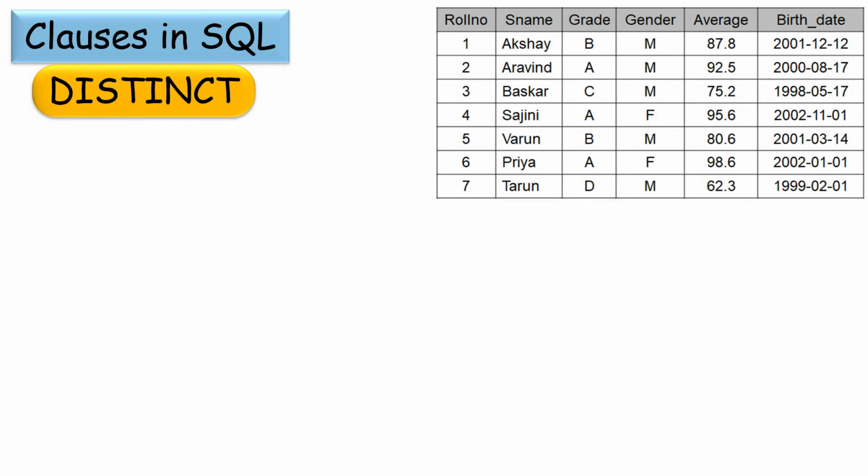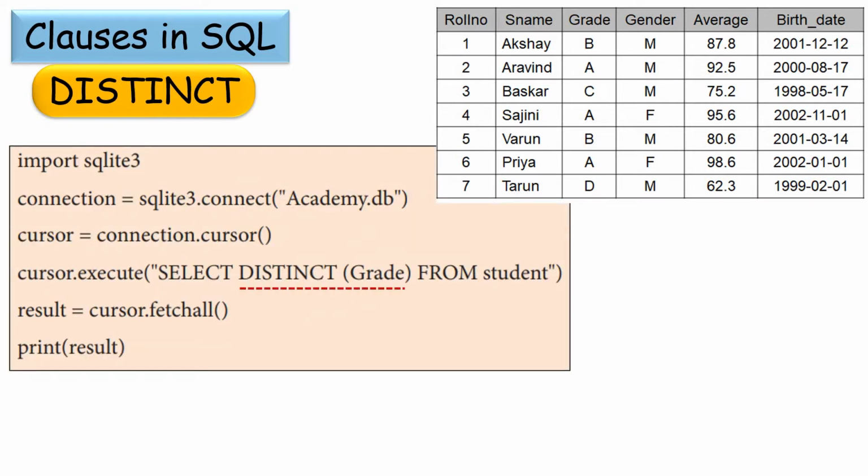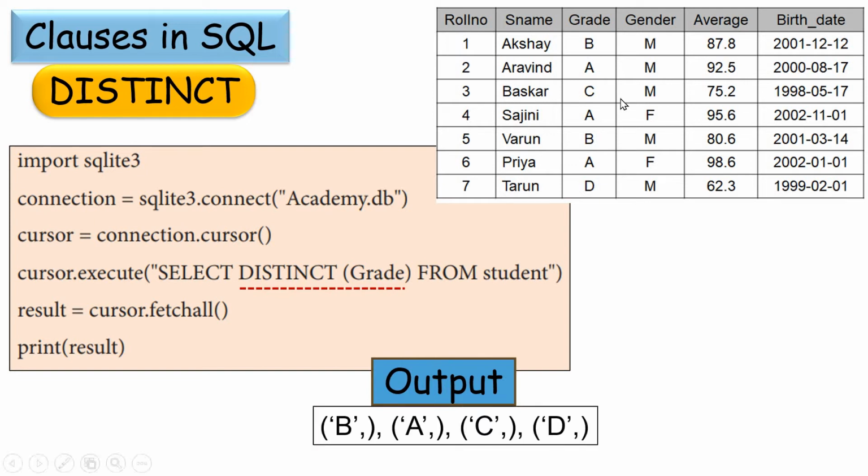The distinct clause is helpful when there is need of avoiding duplicate values present in a column. When we use distinct clause in the select command, only the unique values of that column are fetched. Look at this example. Select distinct grade from student. Here the distinct clause will select only the distinct values from the grade column. So the output of this program will be as follows. In the grade column, the distinct values are B, A, C and D.